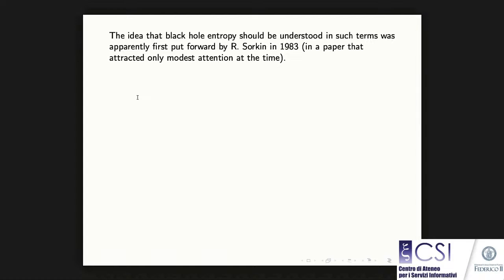The idea to understand black hole entropy in these terms was apparently first put forward by Raphael Sorkin in 1983 in a paper that initially attracted only modest attention. Then it was developed further by Sorkin with Bombelli, Cole, and Lee, I think.